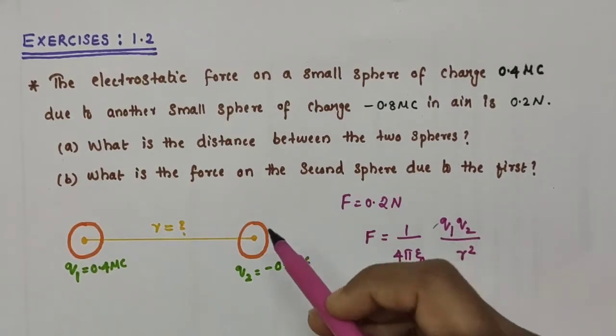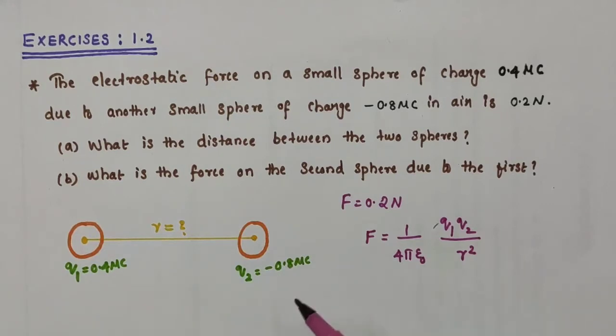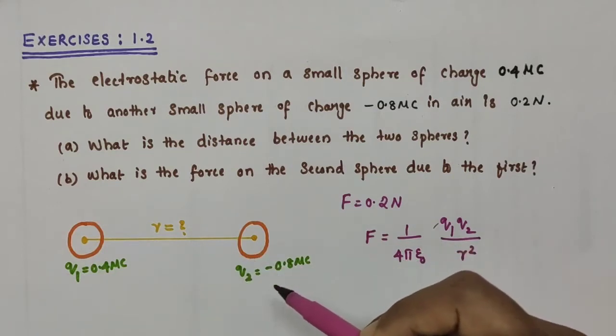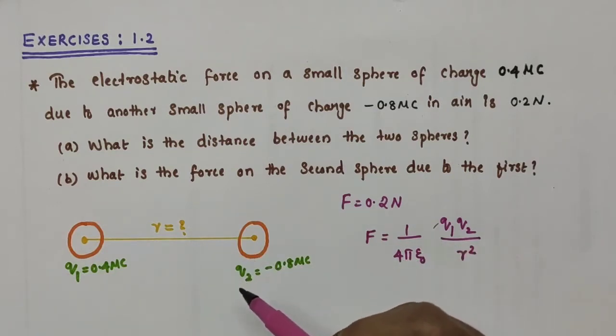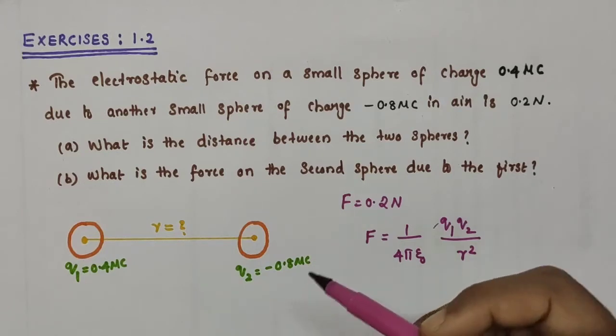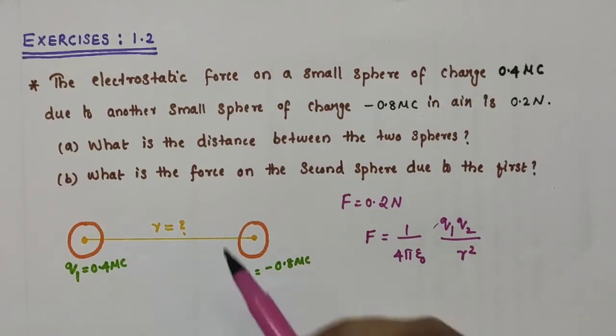In the case of negative charges, we just want to consider their magnitude only while finding the magnitude of the force. That is, we just want to take this Q2 as 0.8 microcoulomb only. The nature of the charges only gives the nature of the force, that is attractive or repulsive, acting between these two spheres.